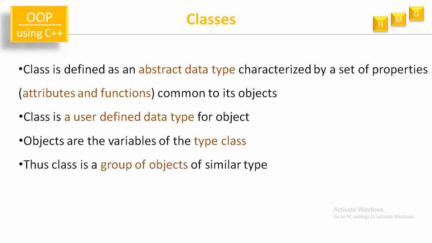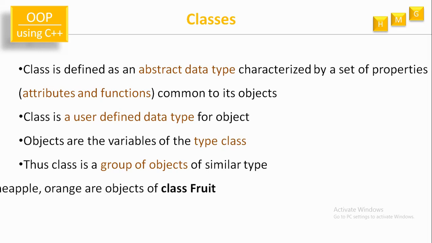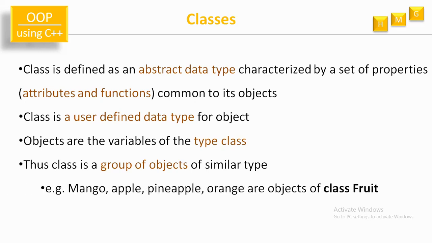You can say now the class is a group of objects of similar type. So there may be a collection of objects of the same class type. For example, mango, apple, pineapple, orange, these are the objects of the class fruit. So fruit is a class, and mango, apple, pineapple, orange, etc. are the objects of the type fruit.